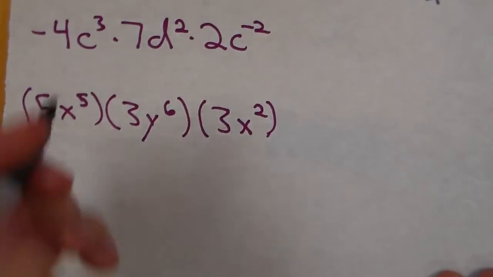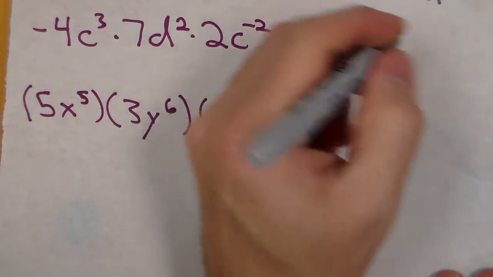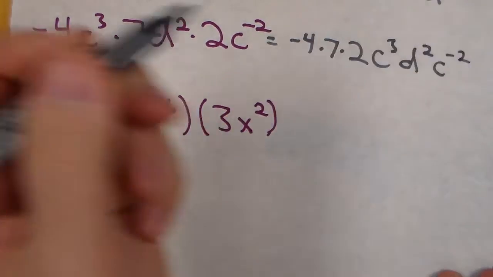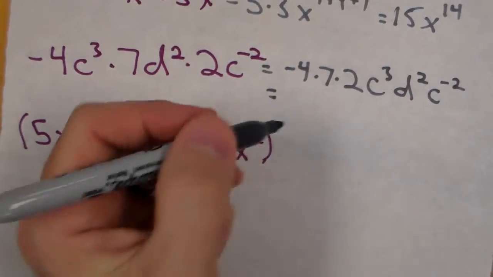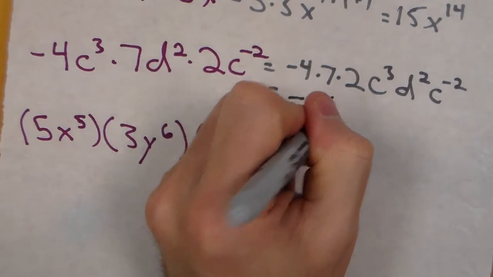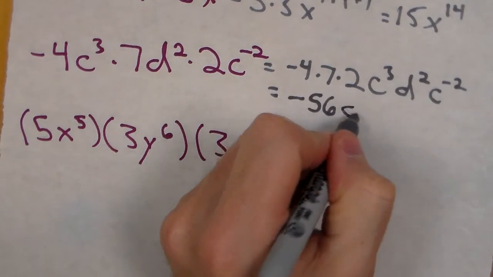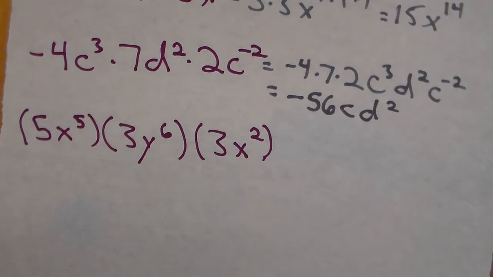Next, let's go to negative 4, 7, and 2, c to the third, d to the second, and c to the negative 2. Well, 4, 7, and 2 multiply out to be negative 56. Then I have c to the third and c to the negative 2, which is just c, and d squared. So negative 56 cd squared.